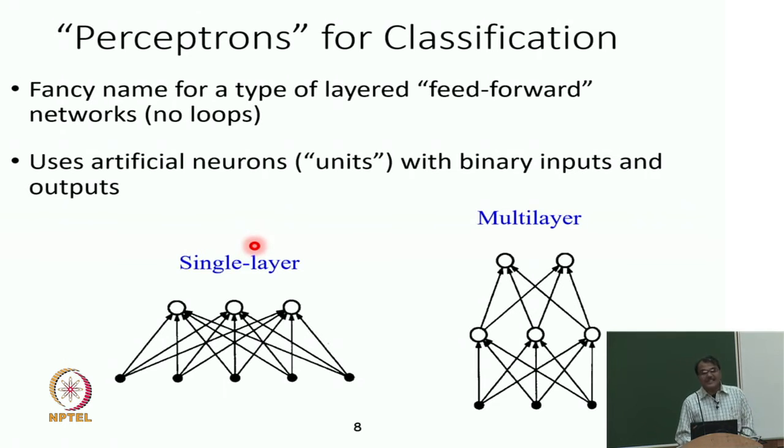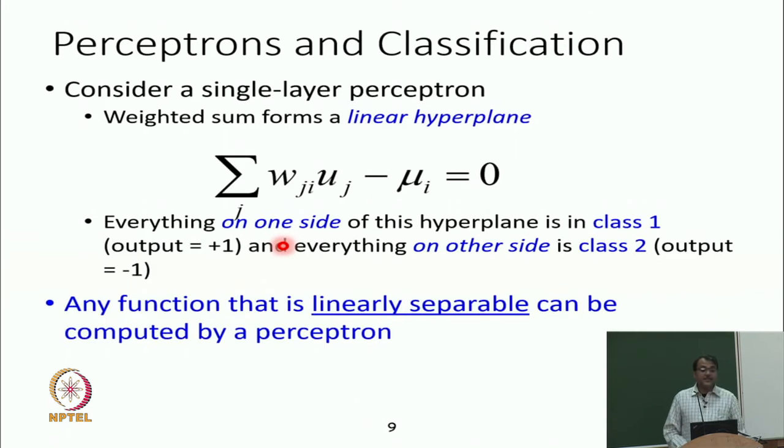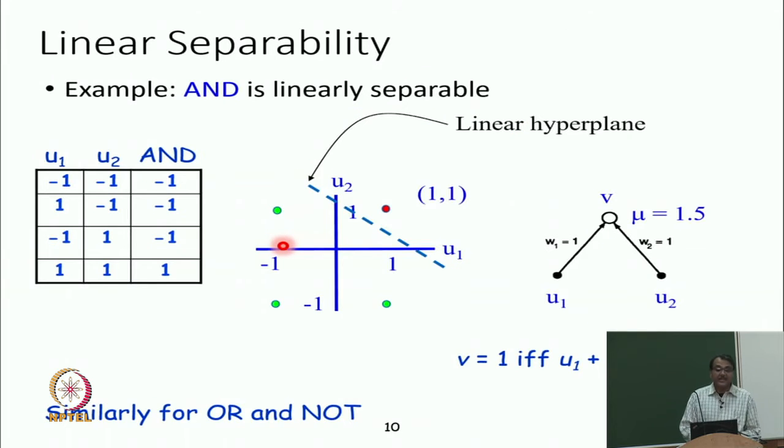What kind of functions can it represent and what kind of functions can it not represent? So the first important observation that was made in this context is that a function that is linearly separable can be computed by a perceptron. For example, suppose I take the AND function.